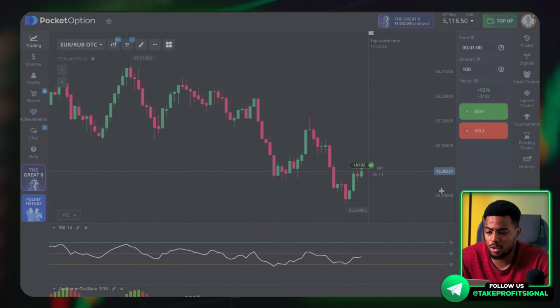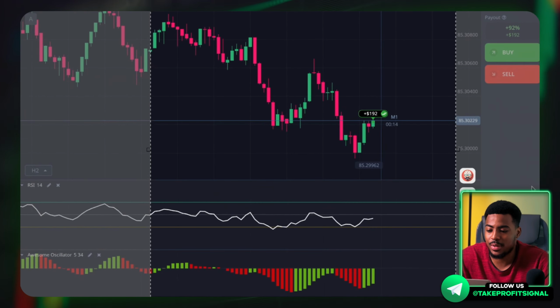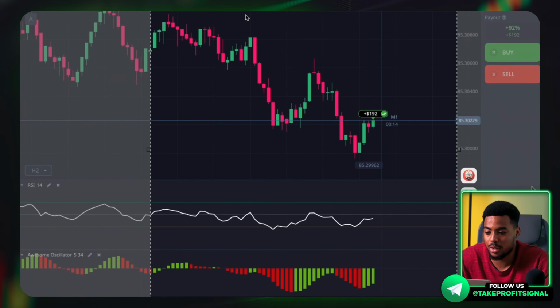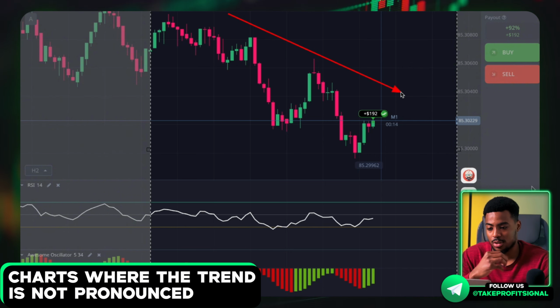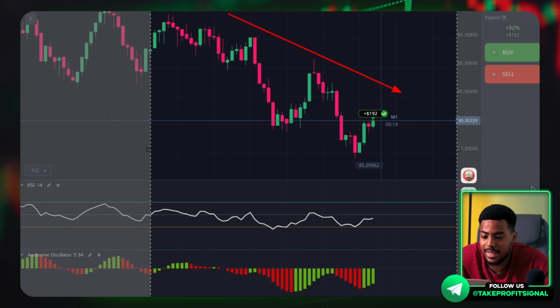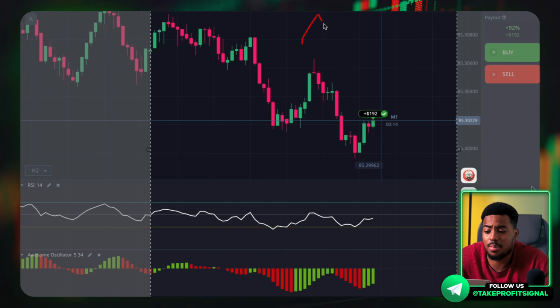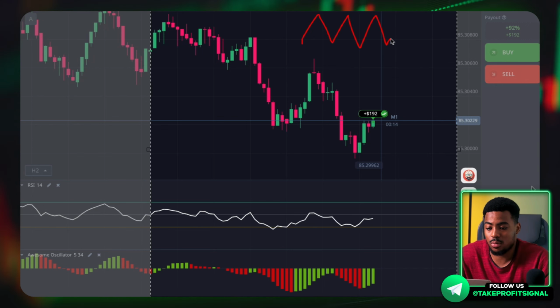Let's go back to the chart. What do we see here? We see that we have a downtrend on the chart. It is desirable to look for a chart where the trend is not pronounced, but more like a sideways trend. This is the best situation for the strategy to work.